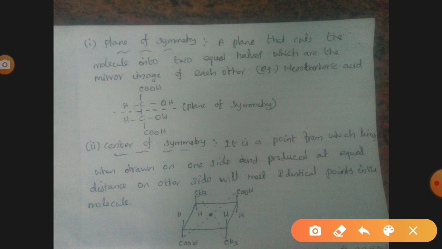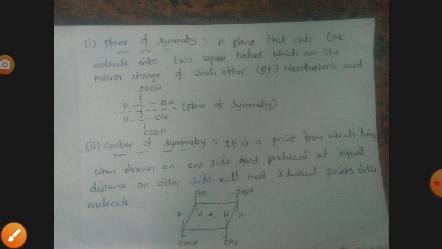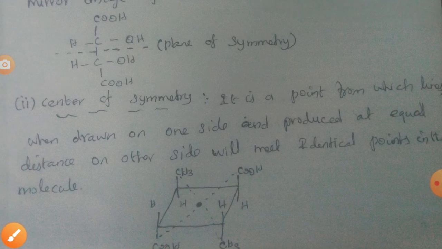Okay, the second one is center of symmetry. Center of symmetry is nothing but a point from which a line, when drawn on one side and produced at equal distance on the other side, will meet identical points in the molecule. Understanding this is somewhat difficult, so I will explain more about center of symmetry. You look through the points.